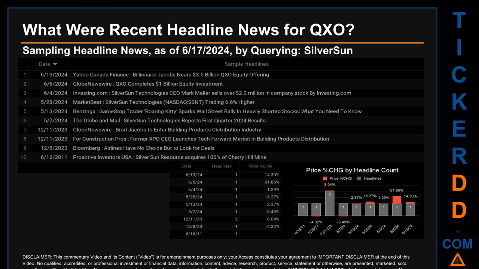The oldest publication was on Thursday, June 16, 2011, 13 years 1 day ago, when Proactive Investors USA published the headline that read, "Silver Sun Resource acquires 100% of Cherry Hill Mine." Monday, December 11, 2023 had the most headlines. It had 2 discovered headlines when Globe Newswire published the headline that read, "QXO completes $1 billion equity investment."